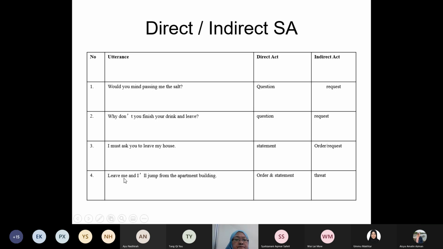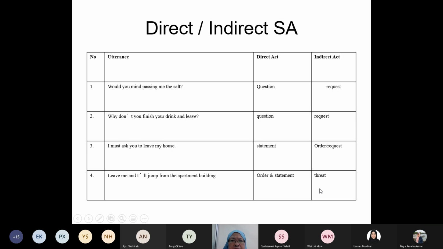And then number 4, leave me and I'll jump from the apartment building. So in the form of the statement, it is an order and a statement. The order is leave me, and then I'll jump from the apartment building is a statement. But the indirect act, the meaning, is actually threatening.